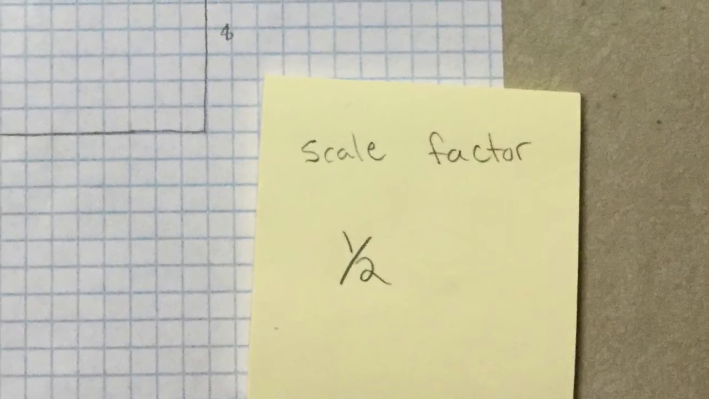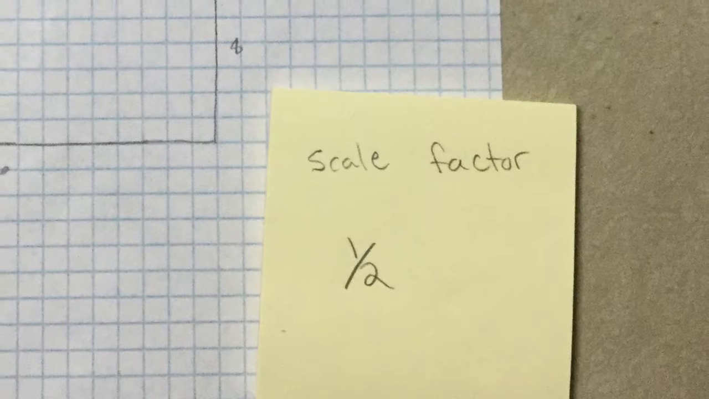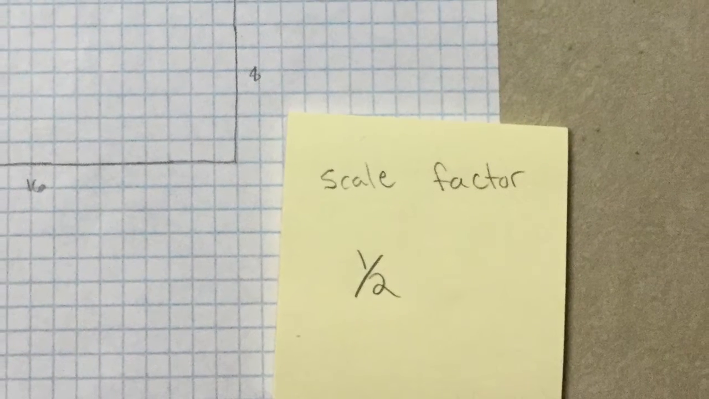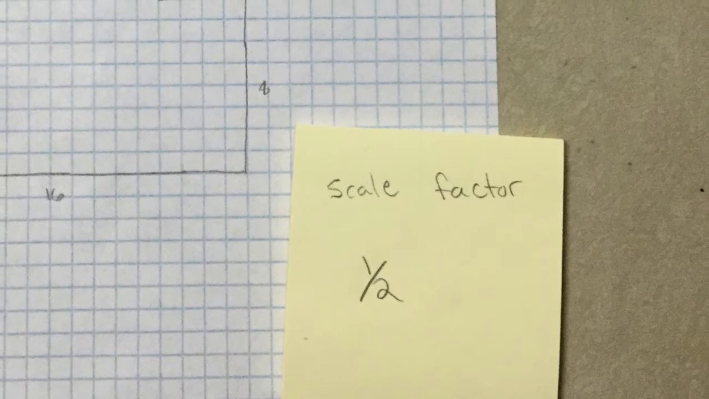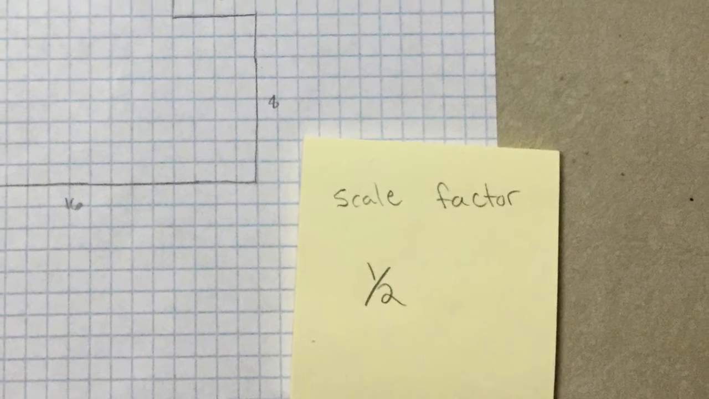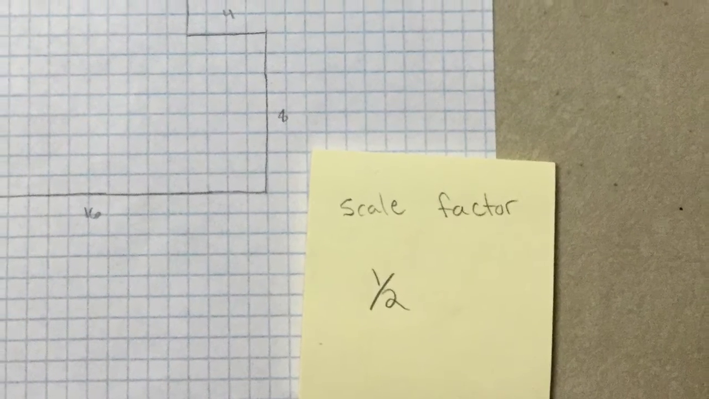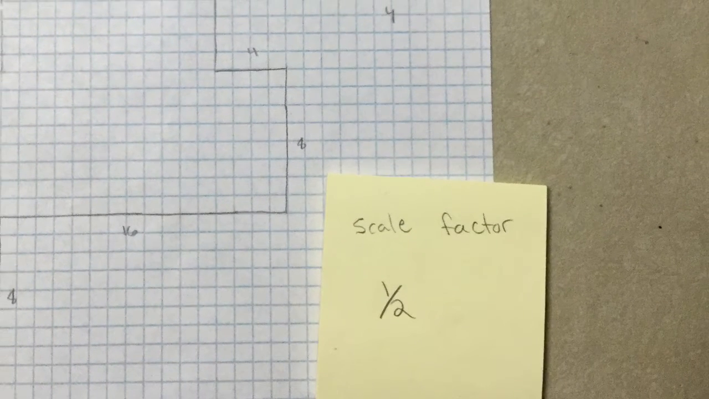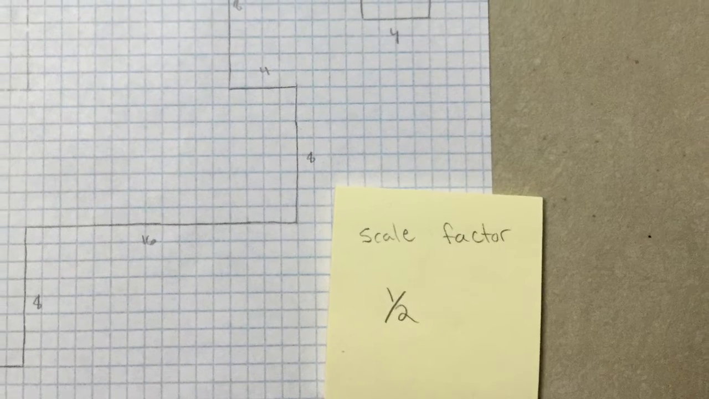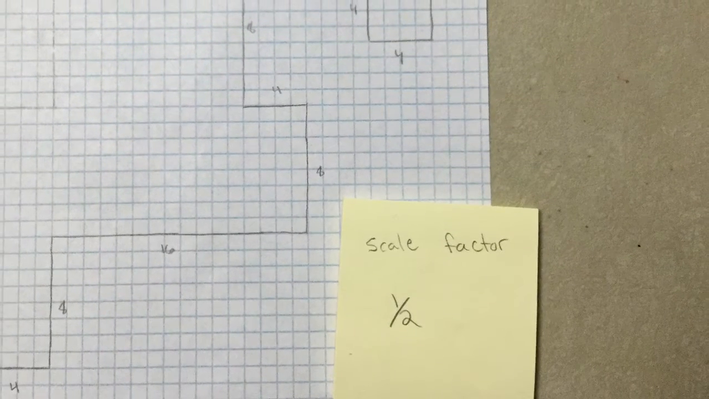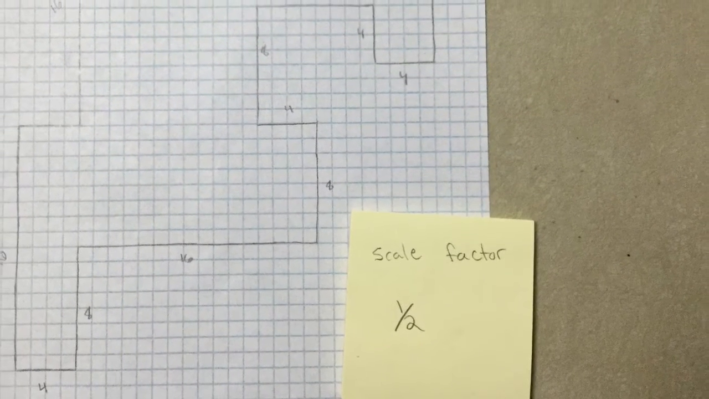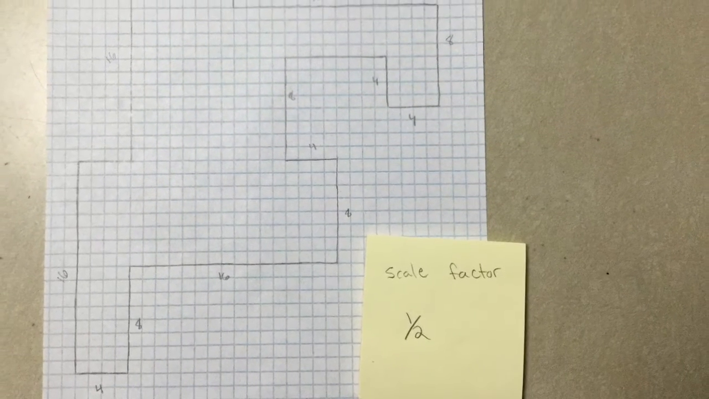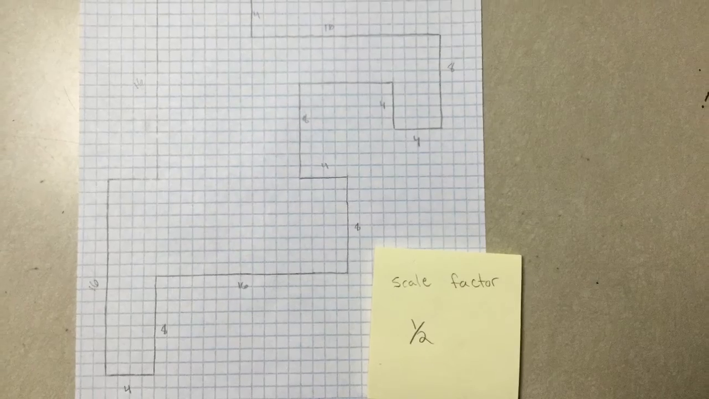Next, you want to pick a scale factor by which you will multiply all side lengths. For my image, I started with a large image, and then I have a scale factor less than one, so my dilations will actually be shrinking my image. If you want, you can start with a very small image, have a scale factor greater than one, and you can then make an image larger. That is up to you.